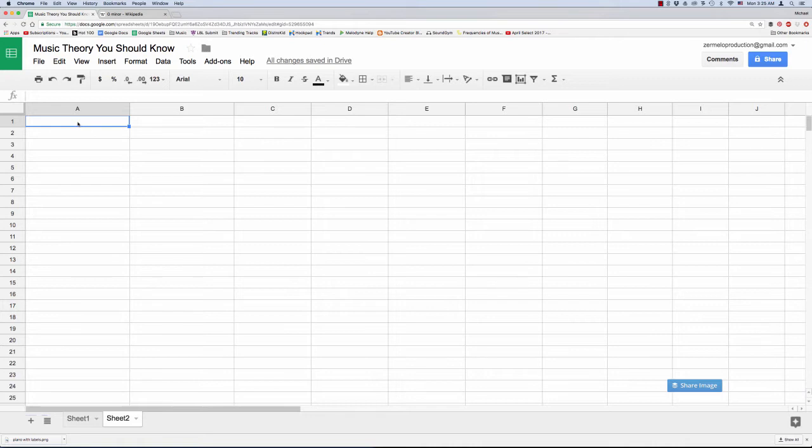And ultimately it's going to be how to understand the relationship between the scale of a key and the chords of a key. There's a relationship between the scale and the chords, and basically the chords are built from the ingredients of the scale. So we're just going to work within G minor, and I'm going to show you how this all works.